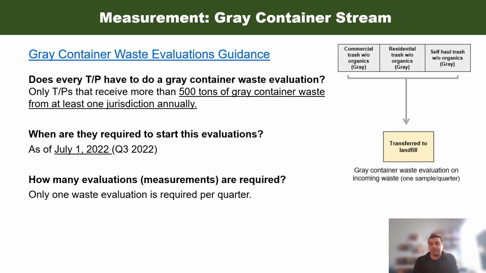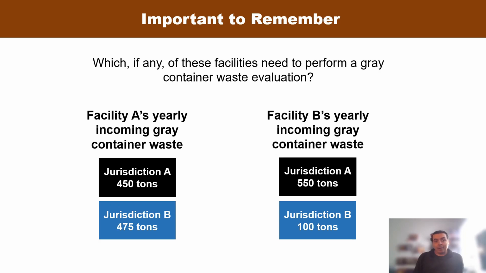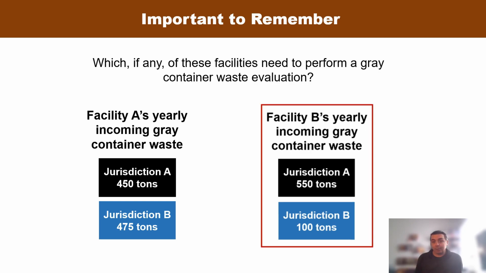Again, one important thing to remember has to do with that overall threshold. Which, if any, of these facilities needs to perform a gray container waste evaluation? Is it facility A, who receives 450 tons from jurisdiction A and 475 from jurisdiction B, or is it facility B, who receives 550 tons from jurisdiction A and 100 tons from jurisdiction B? If you said B, you are correct, because they received 500 tons from at least one jurisdiction annually.